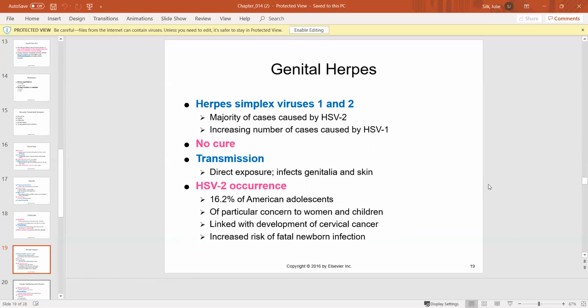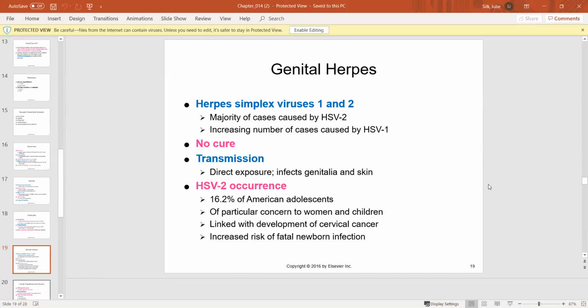Genital herpes is another concern. Herpes simplex virus 1 and 2. The majority of cases of genital herpes are going to be from herpes simplex virus 2. There's also an increasing number of cases caused by herpes simplex virus 1. There is not a cure for this, but with transmission, it's from direct exposure. It infects genitalia and the skin.